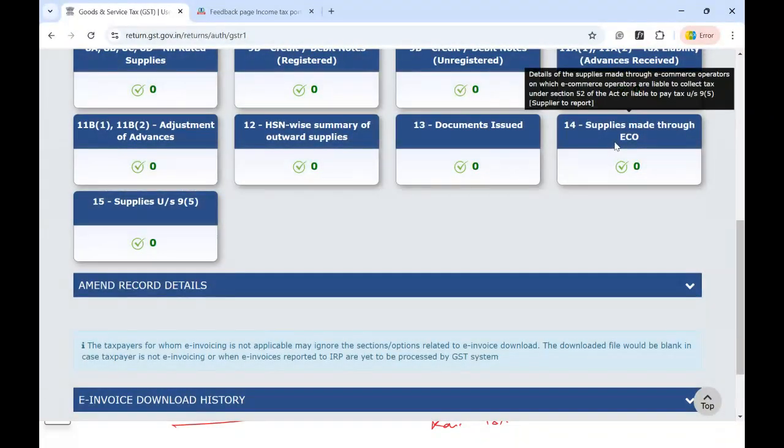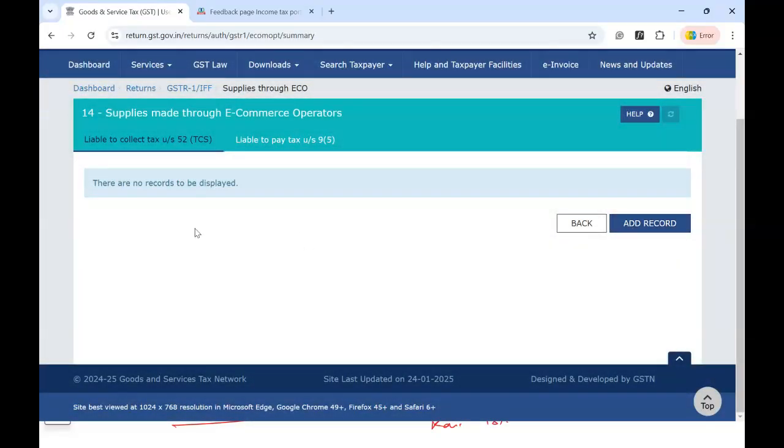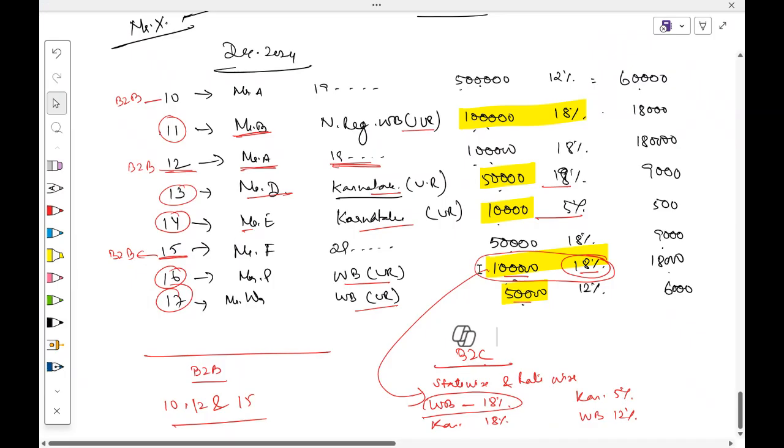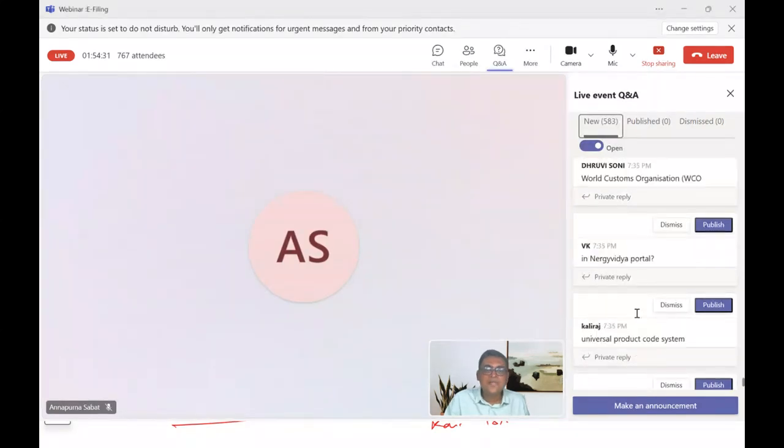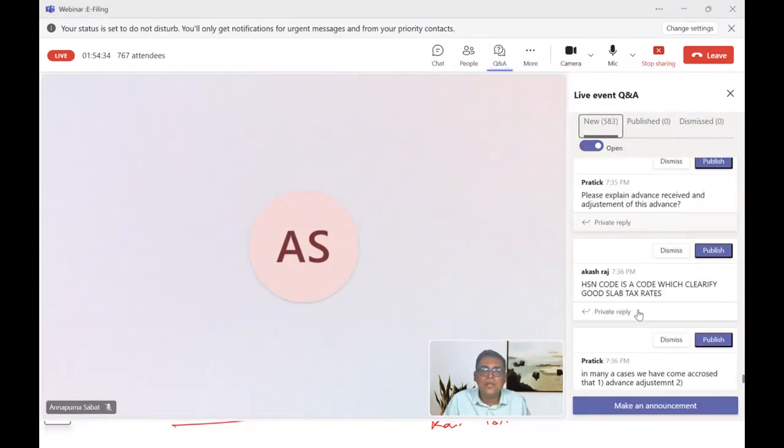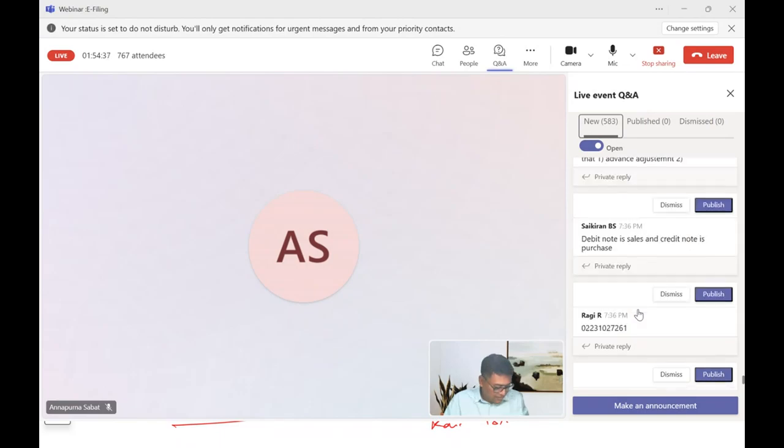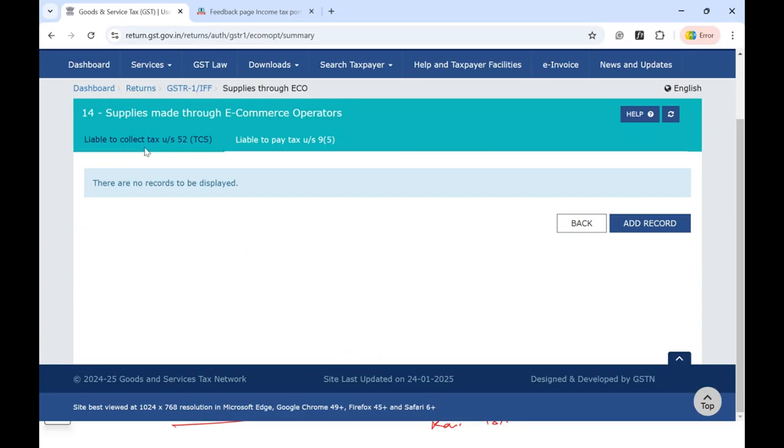Then supply made through ECO. What is an e-commerce operator? We have different provisions for e-commerce operators. Say I sold goods through a website, that is, an online platform. In that case, the website is supposed to collect TCS, and we are required to report it in this section.